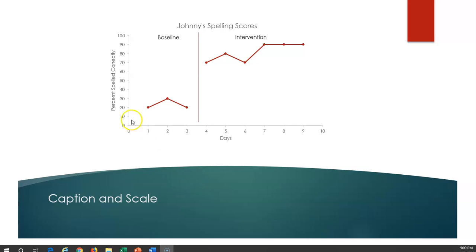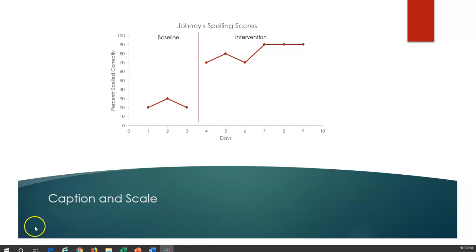Here we have our final graph. We have our y-axis, which depicts our dependent variable, percent spelled correctly. It's scaled to 100% and it is labeled. Here we have our x-axis, which gives us our time series across different conditions. Our baseline condition, the condition change line, and our intervention condition. We have a caption for our graph, and it's clearly presented that the intervention did increase Johnny's spelling scores to a mastery level for 3 consistent days.